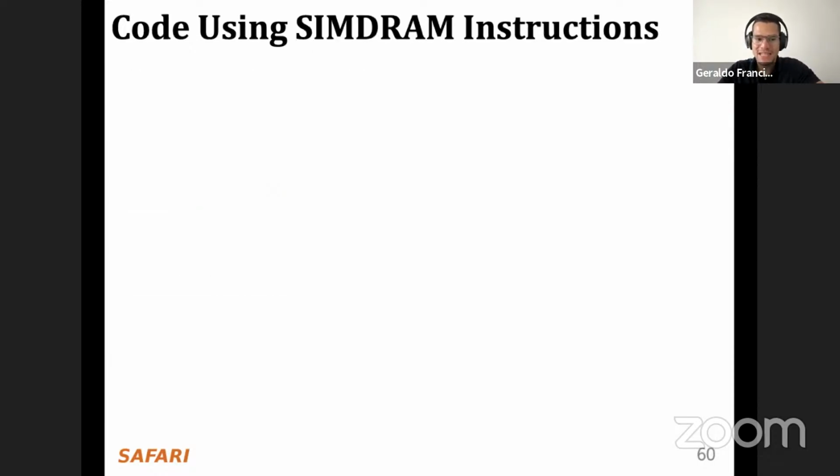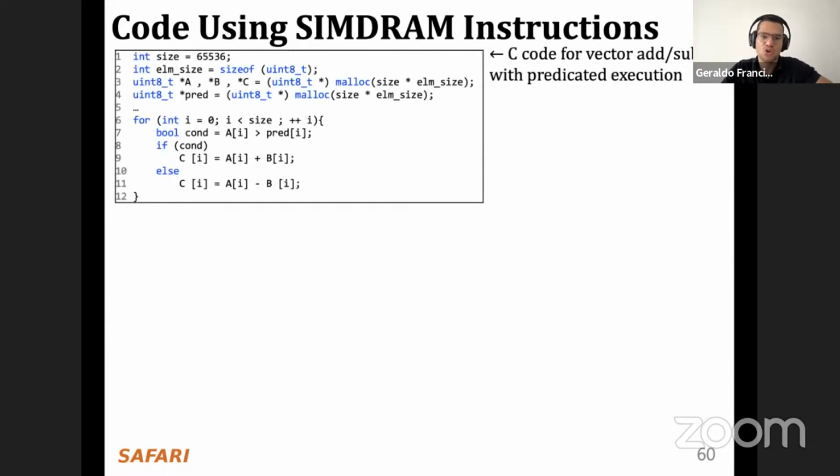So here I have some example codes of how you can use SIMDRAM in your program. Here I have a simple C code for vector add-sub operations with predicated execution. So this is quite simple. It's a for loop that goes through 2 arrays, and then I check if there is some condition. If it is true, I do A plus B. If the condition is false, I do A minus B.